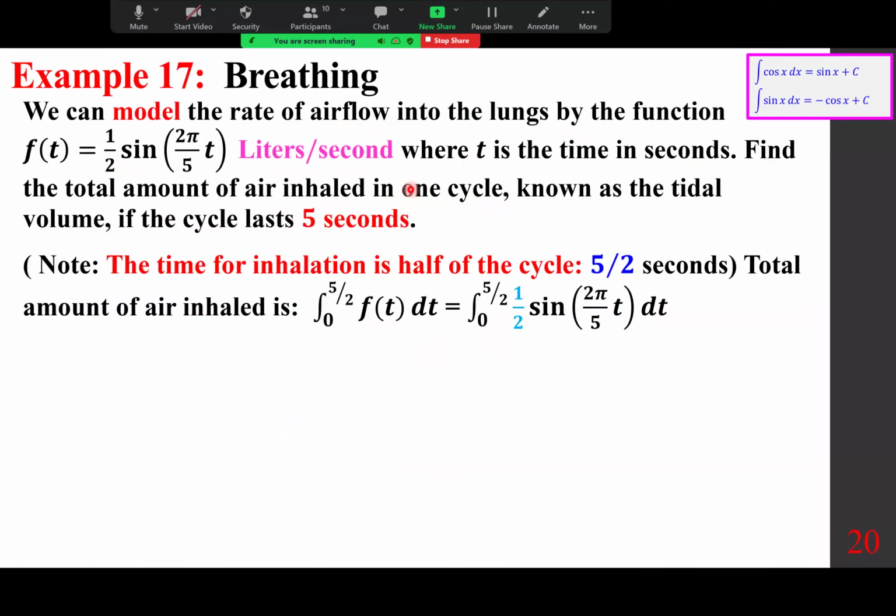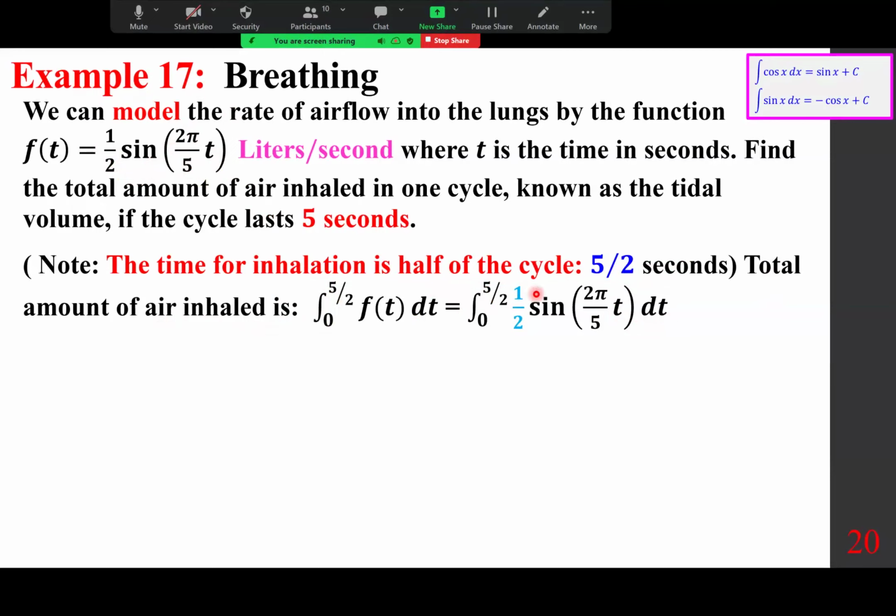the cycle of 5 seconds contains 2 parts, in and out. So the time for inhalation is half of the cycle, 5 halves seconds. The assumption is in and out, they are identical time, roughly 5 halves each. So total amount of air inhaled is the integral of this from 0 to 5 halves. So the integral from 0 to 5 halves, 1 half sine of 2 pi over 5 t dt.